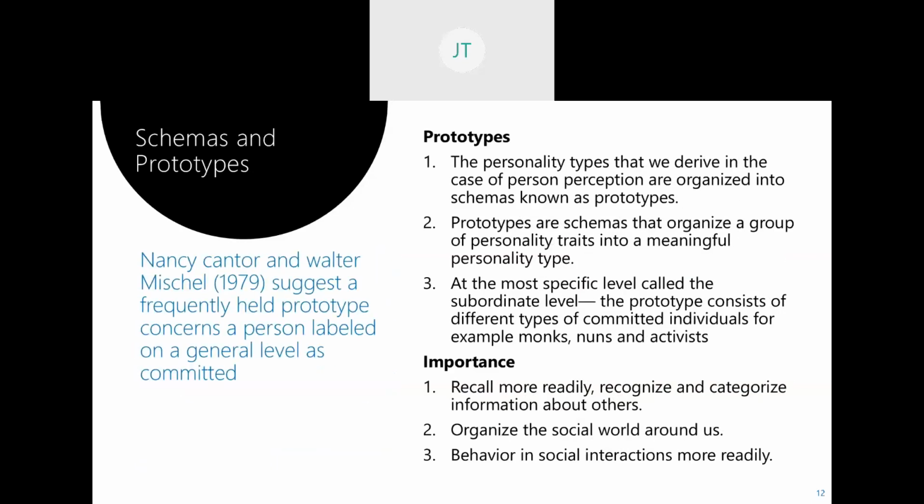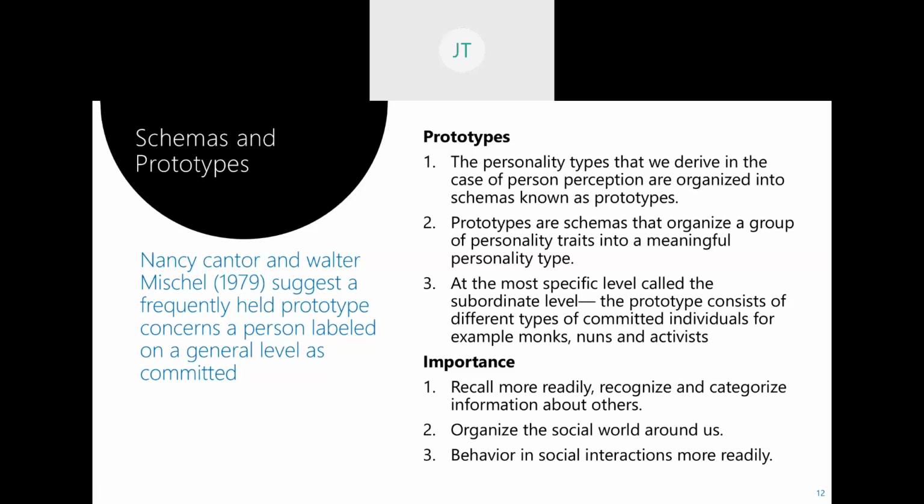Then we come to prototypes. Nancy Cantor and Walter Mischel, 1979. I bring this up because it is more academic oriented, and a second reason is that you can Google and start looking at this research. Prototypes, for example: we saw automobiles and other things, but prototypes are even below that. We have examples like monks, nuns, activists, etc. Now we have prototypes for these specific genres. So we say, monks means this is the prototype of it.